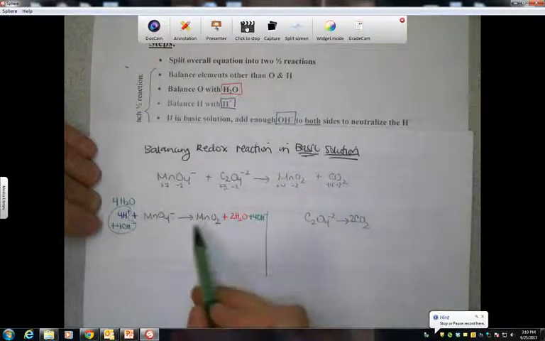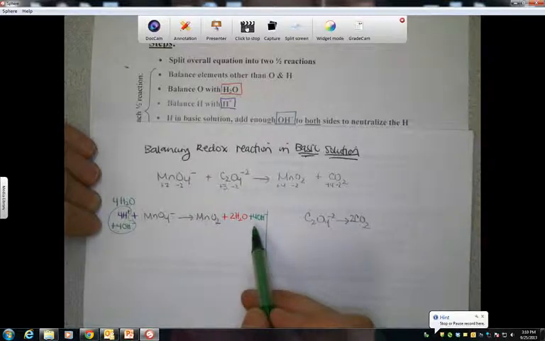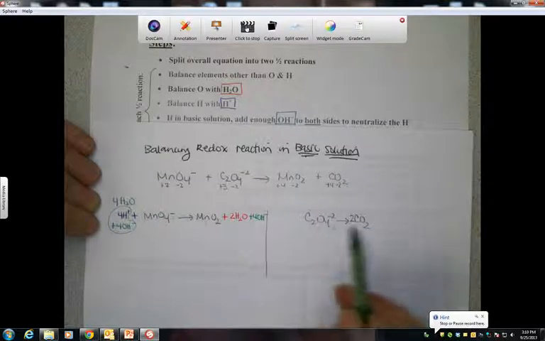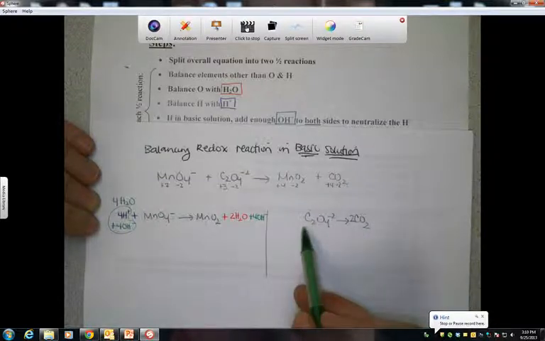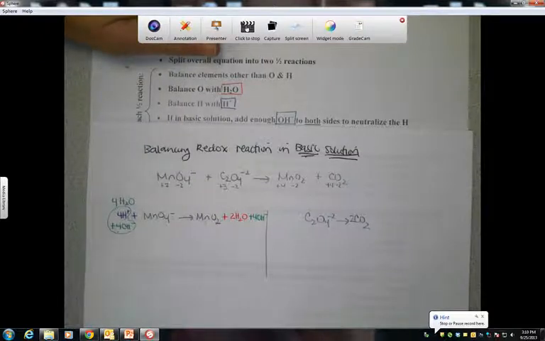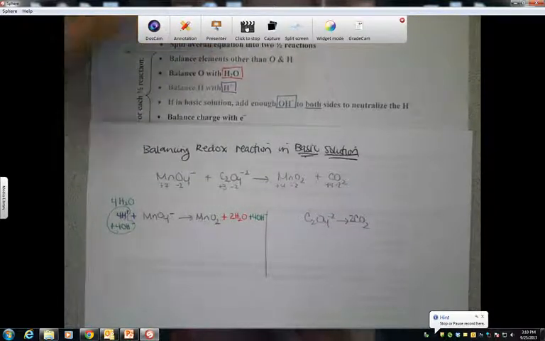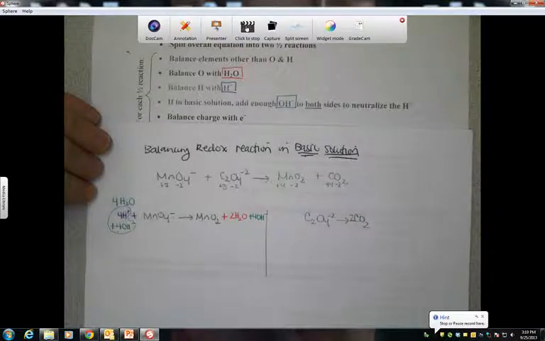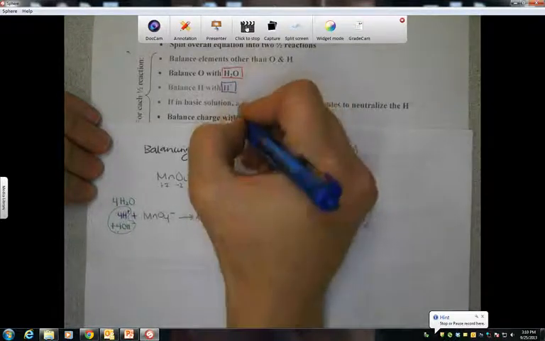Now notice, there's no single hydrogen ions on this side, so no water is made. And then, again, no hydrogens. We didn't have to add hydrogen ions to this side of the reaction, so we don't have to worry about it there. All right. Now, balance the charge with electrons. So I'm going to go ahead and do that in blue.